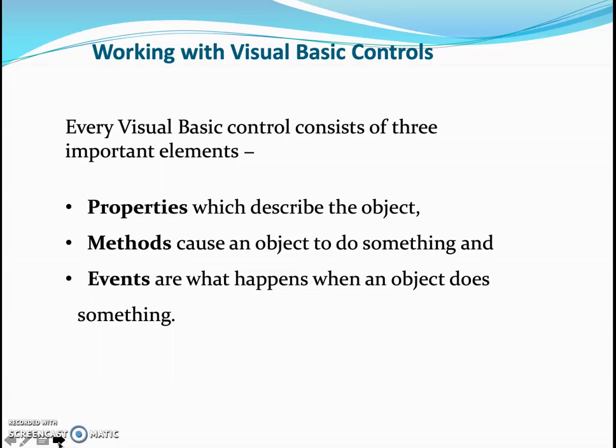Methods cause an object to do something, like click, double click, etc. When we do these things, something happens, and that something is to be written down in the methods. Events are what happens when the object does something. So when we double click or click a control, events might happen.